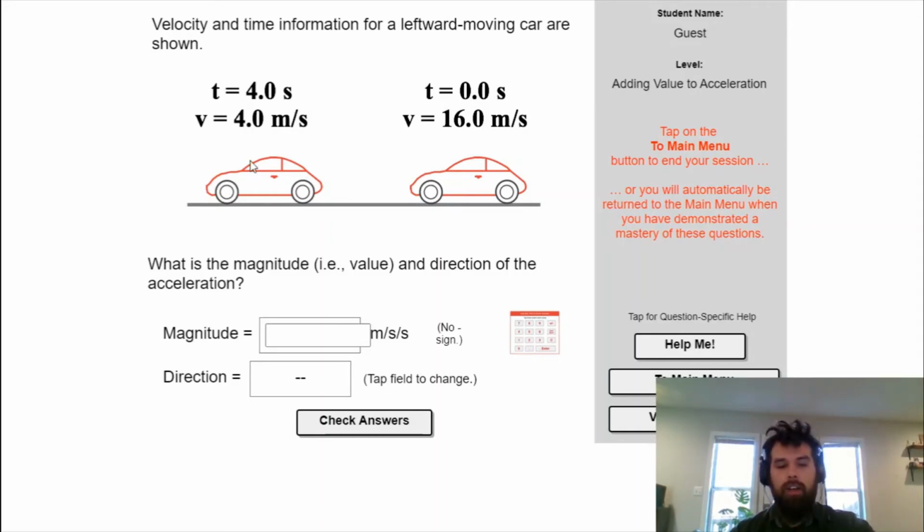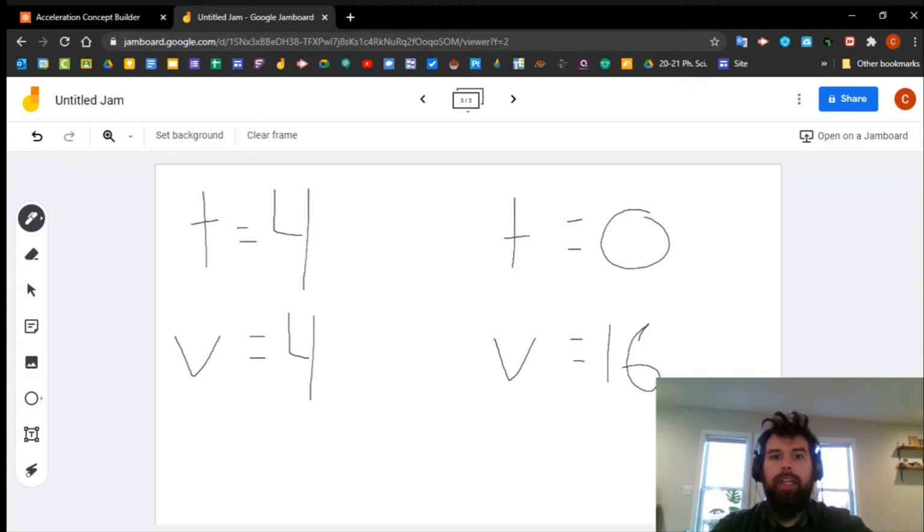All right, let's take a look at this one. Okay, well, very quickly, we already know that our change in velocity, which I'm going to show with this little triangle here, that little triangle is going to mean change. I already know that it's just whatever 16 minus 4 is, which is 12. So we've changed 12 meters a second in 4 seconds. Well, if we did that in 4 seconds, how much did we change every second?